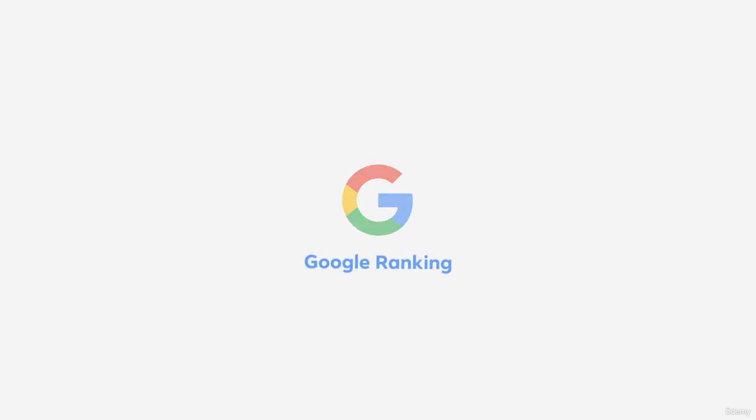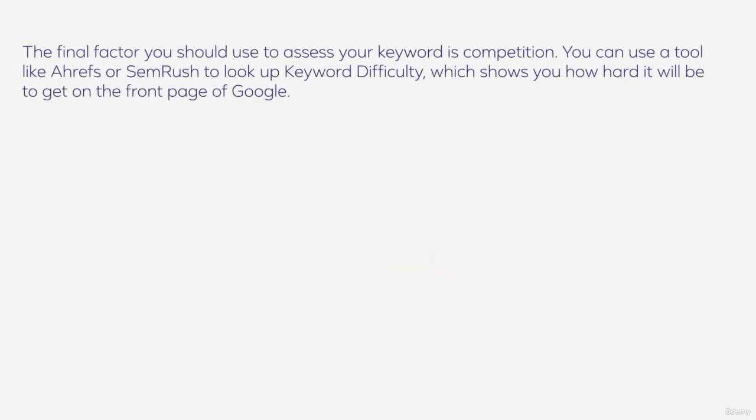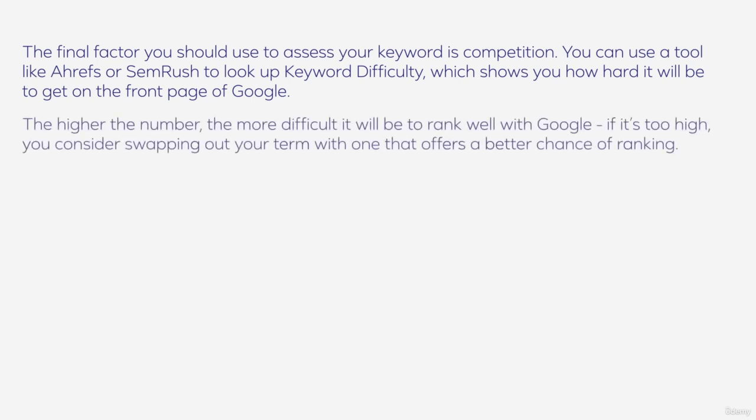Google ranking. The final factor you should use to assess your keyword is competition. You can use a tool like Ahrefs or SEMrush to look up keyword difficulty, which shows you how hard it will be to get on the front page of Google. The higher the number, the more difficult it will be to rank well with Google. If it's too high, consider swapping out your term with one that offers a better chance of ranking.